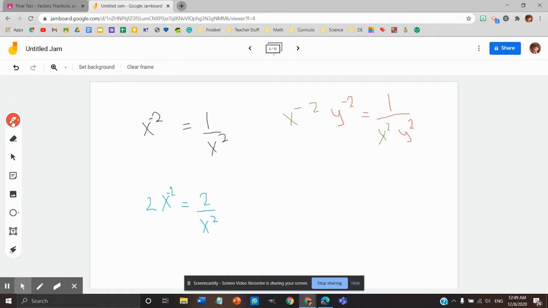What if one of them was positive and the other one was negative? Well, that is even simpler. Let's say I have x to the negative 2 times y to the positive 2. Well, my y is positive, so it stays up.